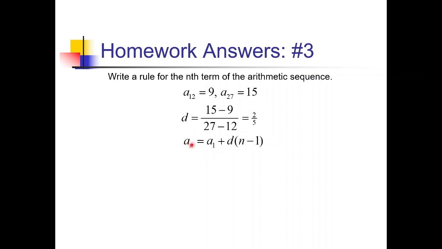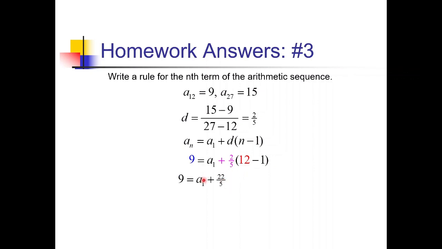So for a sub n, that's going to be the output of this term, so 9. And then a1 is still a1 plus my d value of 2/5. And for my n value, I'm using the index that got me 9, so that would be this 12 right here. So 12 minus 1. 12 minus 1 is 11. 2/5 times 11 gives me 22/5.